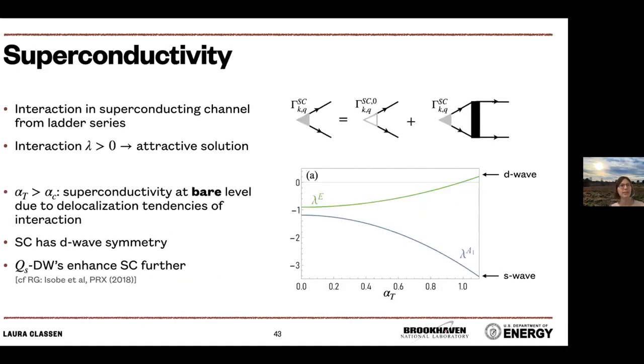And then finally, if you look at superconductivity and sum the ladder series in the Cooper channel, you find, interestingly, that there is attraction on the bare level if alpha t, the delocalization parameter, is large enough. And in that case, the symmetry is also of D wave form. And it's been shown that these tendencies are even enhanced if you also include density wave fluctuations.